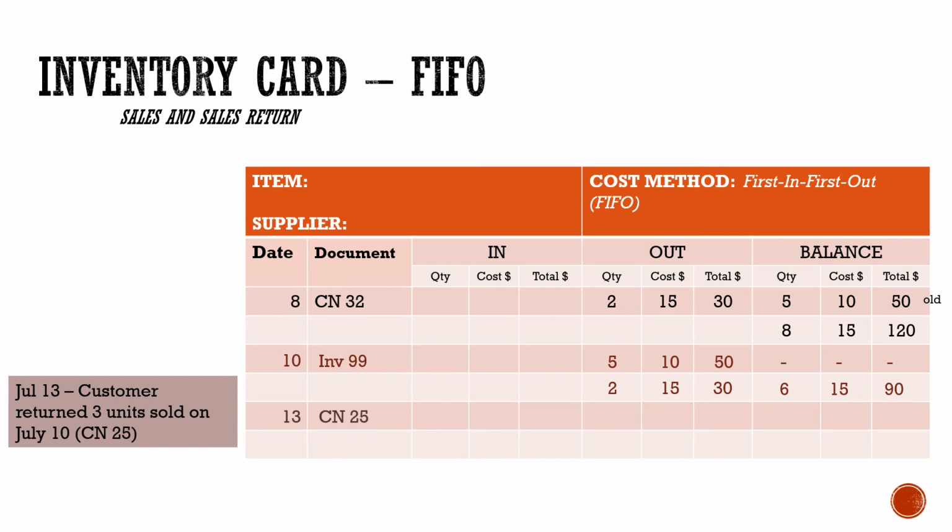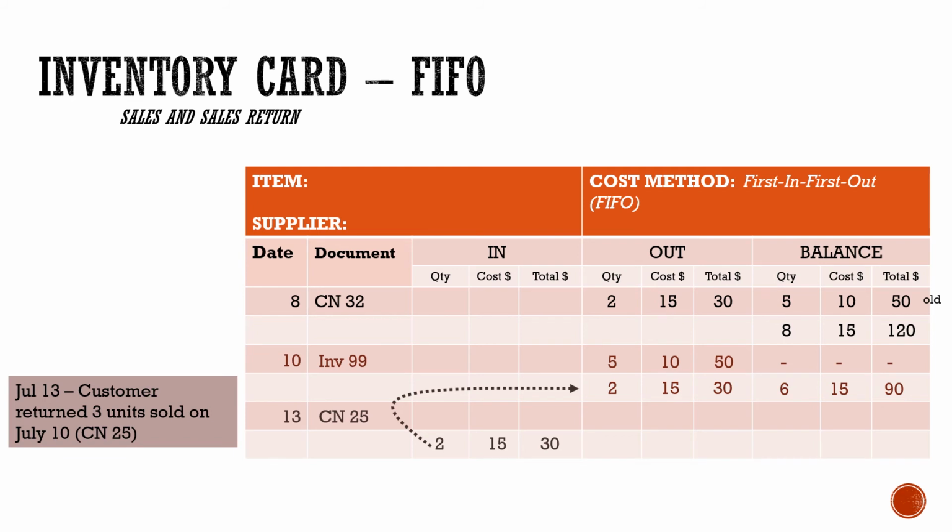Now the rule of thumb is, with sales return under the FIFO method, we need to look at the last cost price that was recorded in the out column. So in this case, it was the $15 per unit cost price. So we're going to assume that the 2 units that were returned to us are from the batch which had the cost price of $15 per unit.